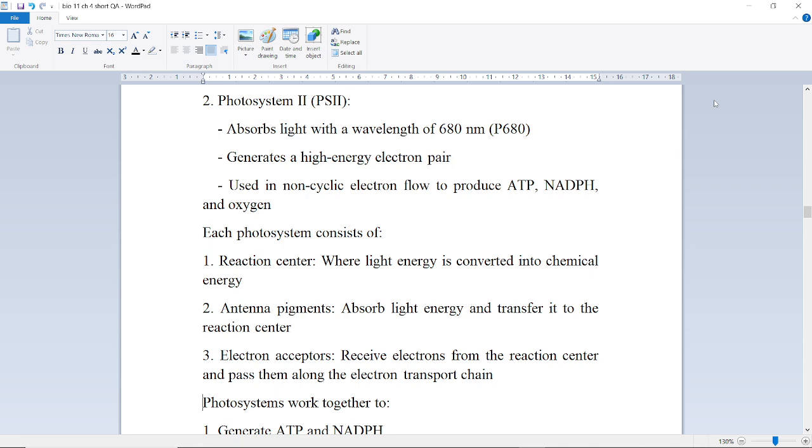Each photosystem consists of a reaction center, where light energy is converted into chemical energy, and antenna pigments, which absorb light energy and transfer it to the reaction center.